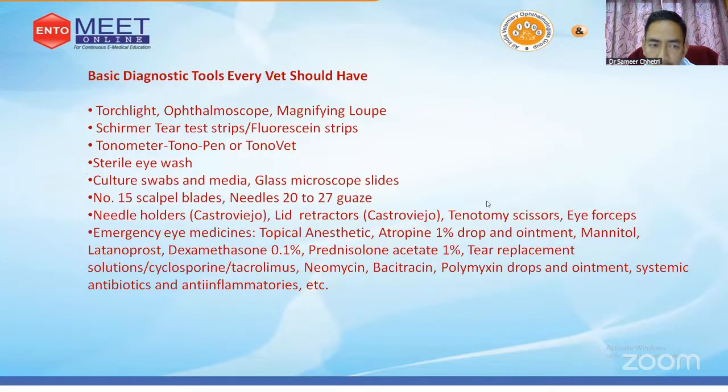So these are the basic diagnostic tools every vet should have: torchlight, ophthalmoscope, magnifying loupe, Schirmer test strips or fluorescein strips, tonometer, Tonopen or Tonovet to detect the IOP, sterile eye wash, culture swabs and media, glass microscope slides, number 15 scalpel blades, needles 20 to 27 gauge, and emergency eye medicines like topical anesthetics, atropine, mannitol, prostaglandin analogs, steroids, tear replacement solutions, neomycin, bacitracin, some topical antibiotics and ointment, and systemic antibiotics and anti-inflammatories as well.